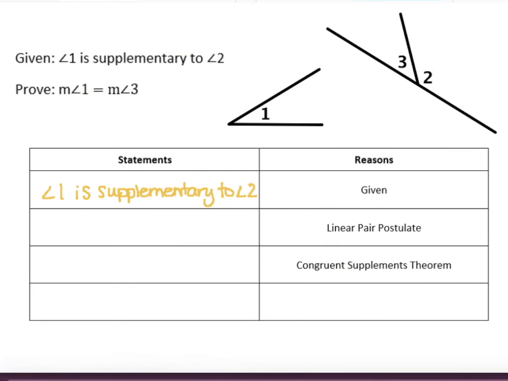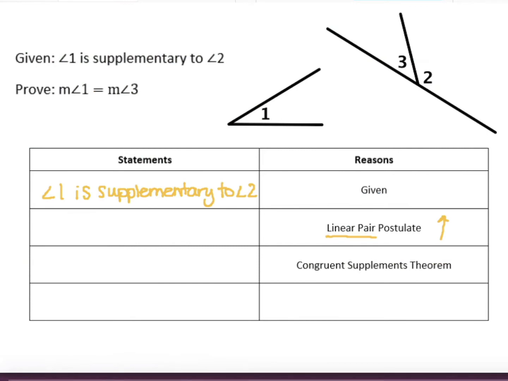The next part is the linear pair postulate. So when it says linear pair postulate, you should always look up at the diagram and see if you can find yourself a linear pair. And that would be those two angles, angles 2 and 3. And do you remember what the linear pair postulate allows us to say about angles 2 and 3? It says that they are supplementary.